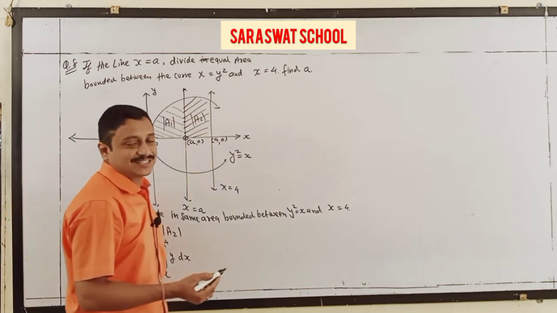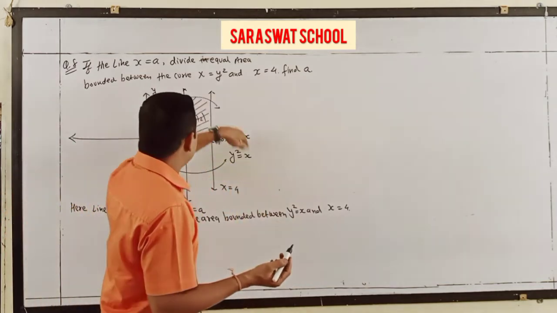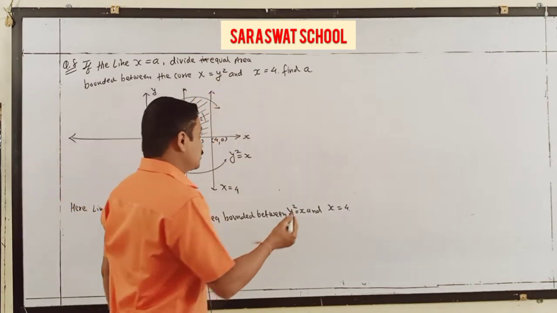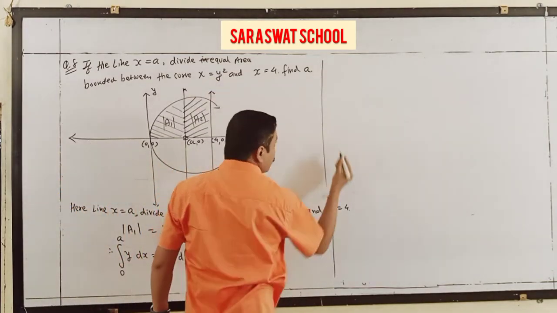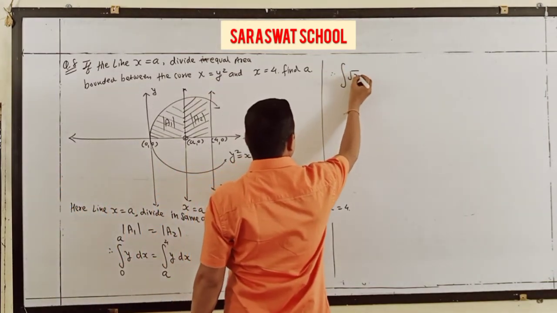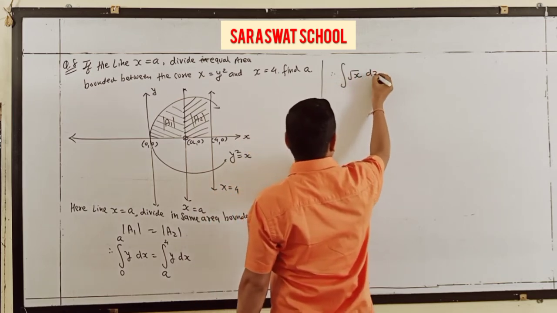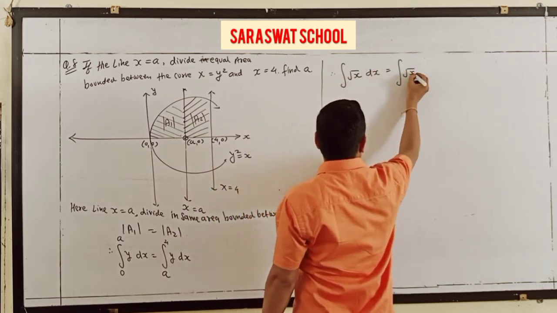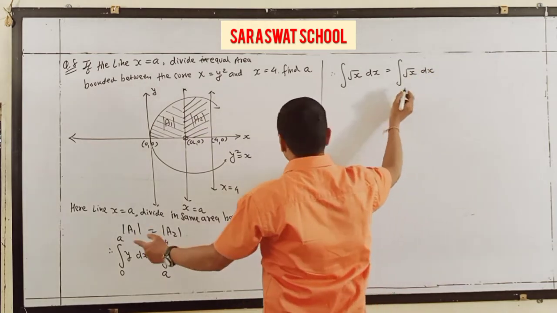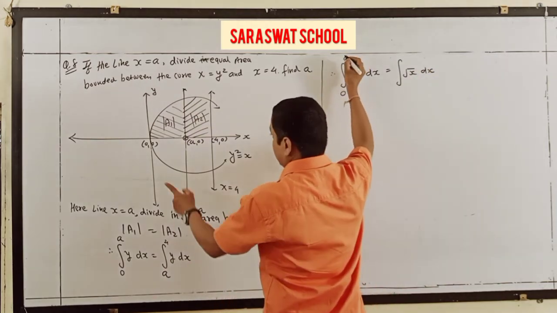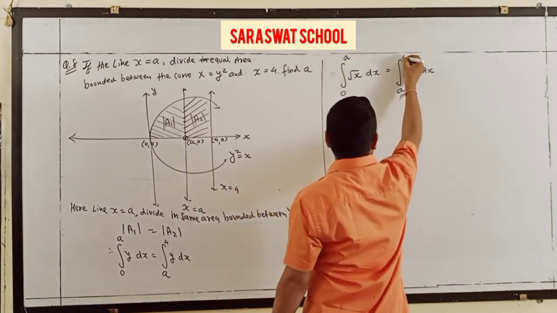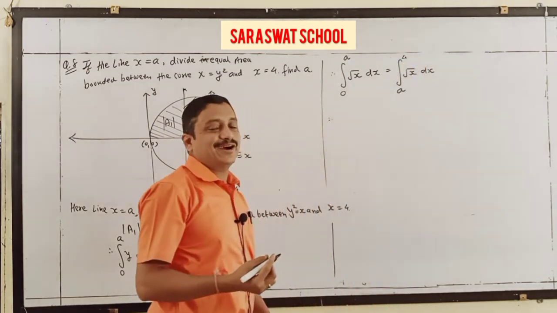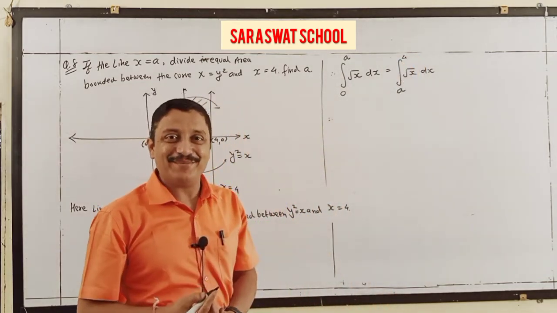And now put in your y. What is your y? Root x. So here root x dx. Same here also, root x dx. 0 to a is the first limit and a to 4 is the second limit. Now anyhow you can do the integrations and put the limits.